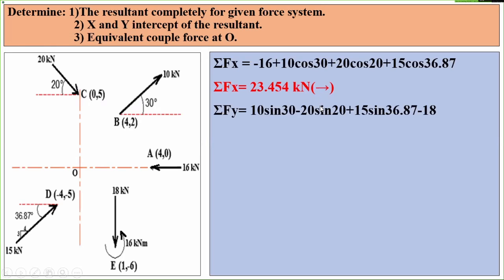Similarly, I will find the summation of Fy, the algebraic sum of all y components. One by one: this is the horizontal force, its y component is 0. Go to the next force acting at B, 10 kilonewton, acting in the upward direction, so its y component will be positive.